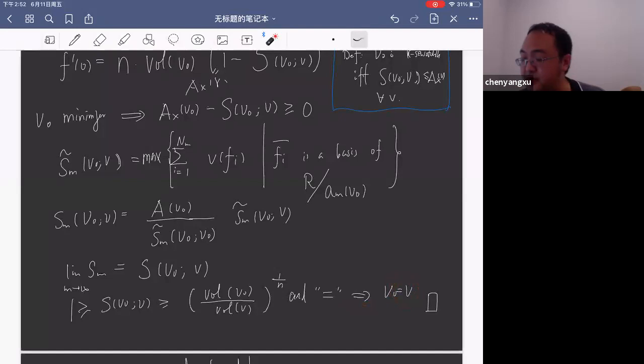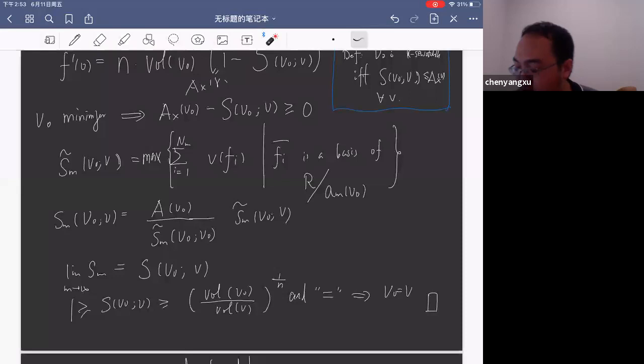So basically from here, you know that if you choose the lowest elements with respect to the valuation V0, it basically just gives you the lowest M elements with respect to the valuation V. And from that, you can prove V0 has to be V. So this is how it is to be written. Any question about here? Okay.